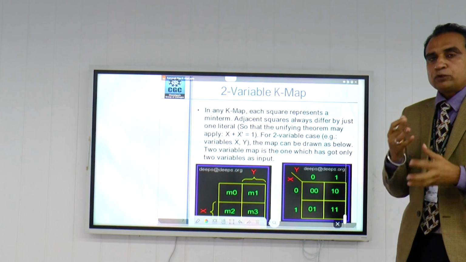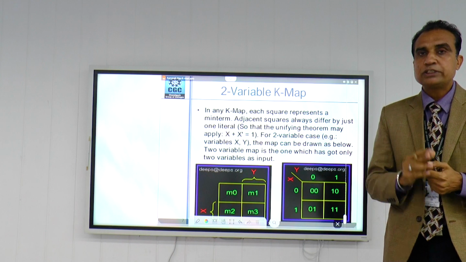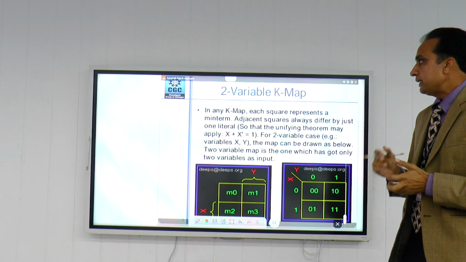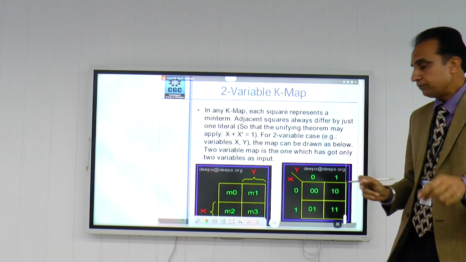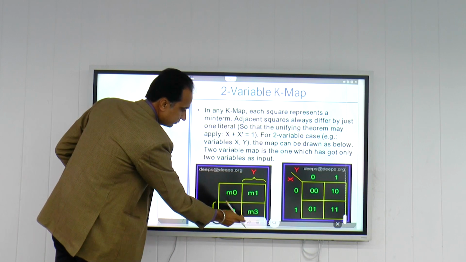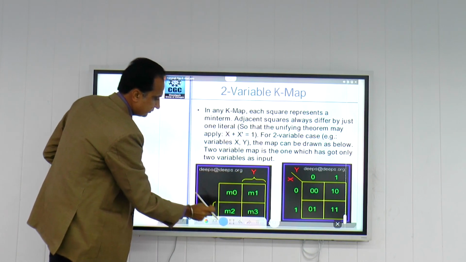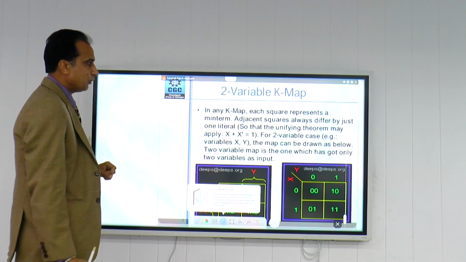Now, I am going to explain the K map with the help of an example in which we are using two variables. In any K map, each square grid represents a min term. For example, now I am going to explain the K map for two variables.